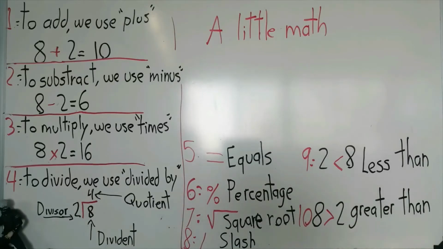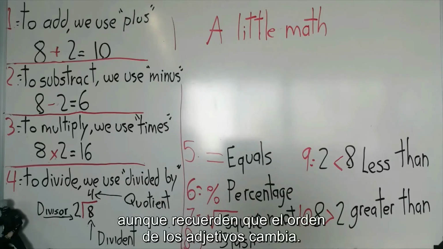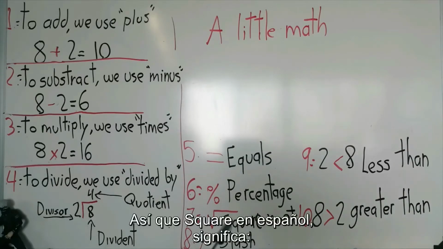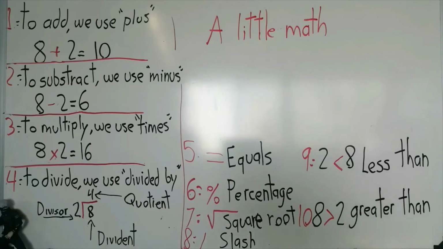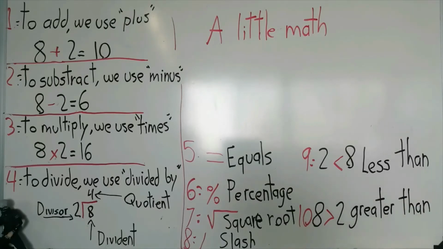Square root. The name means the same in Spanish, but remember that the order of the adjective changes. Okay? So square in Spanish means cuadro, cuadrado, cuadrada, and root, what do you think it is? Root. Exactly, raíz. But remember, in Spanish we don't say cuadrada raíz. Alright? Decimos raíz cuadrada.